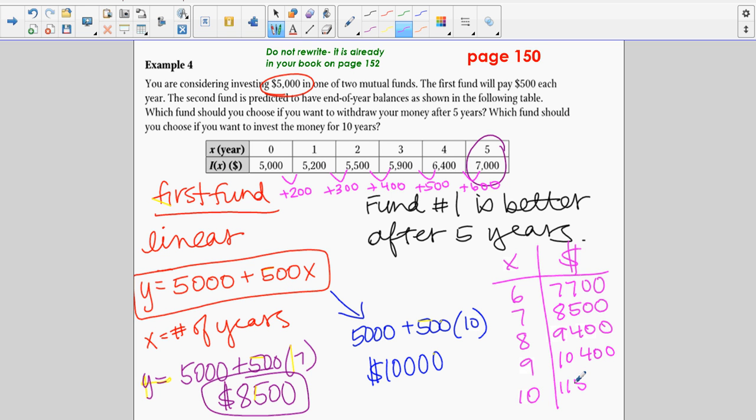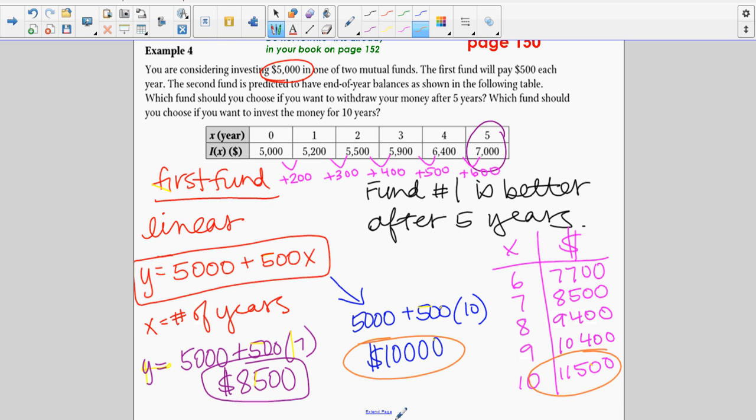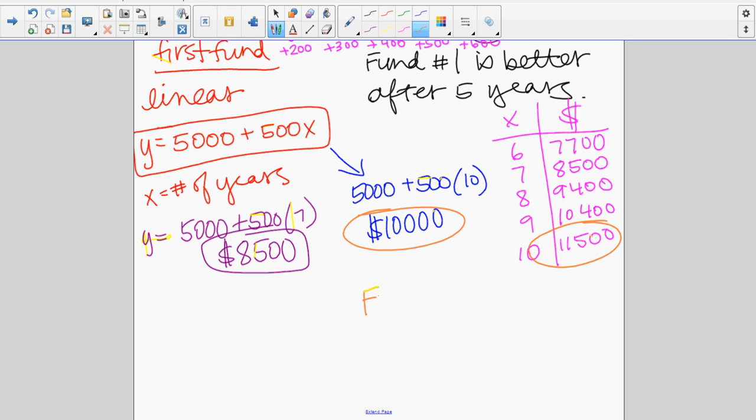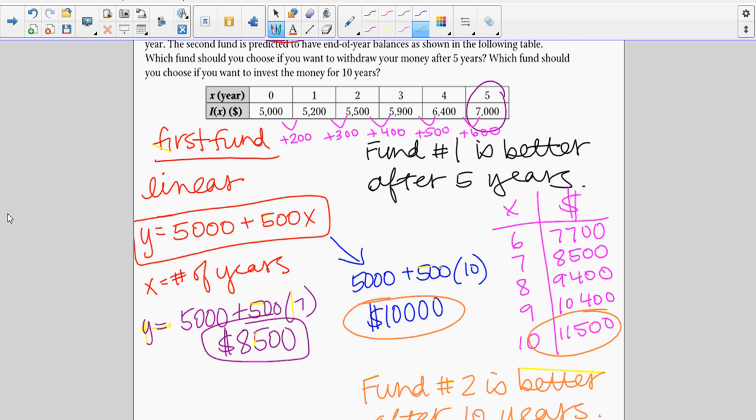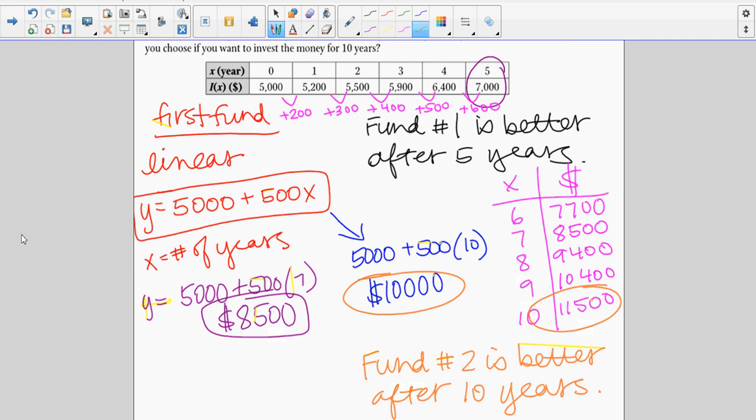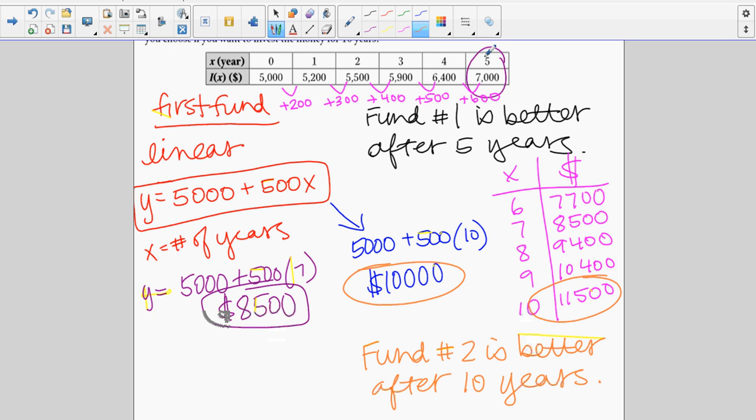So after 10 years, you're going to have 11,500 in the second account and 10,000 in the first account. So while fund number 1 was better after 5 years, it looks like fund number 2 is better after 10 years. So all you're doing for the first one, we could be really concrete with our data, whereas in the second one, you kind of had to do some inferencing and figure out, well, what's happening in my table and how can I use that to figure out what's going on down the road.